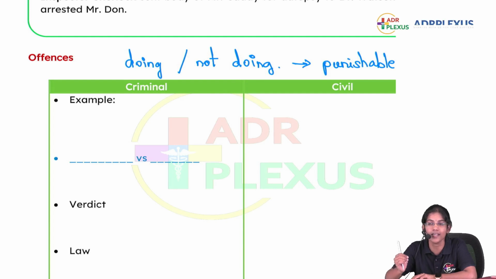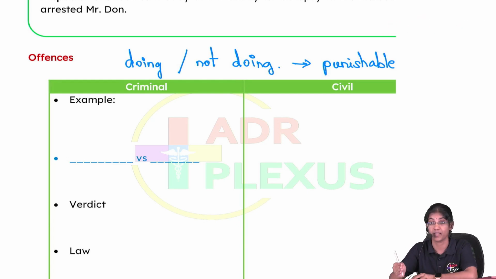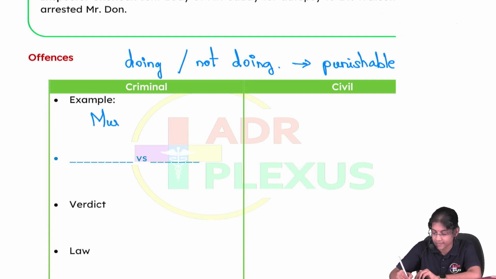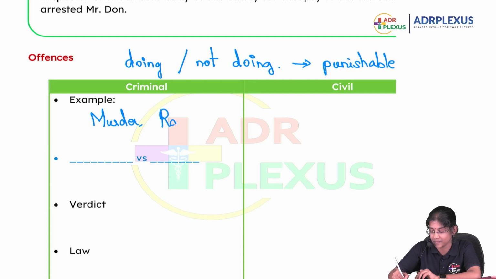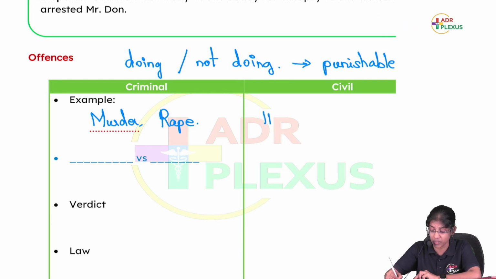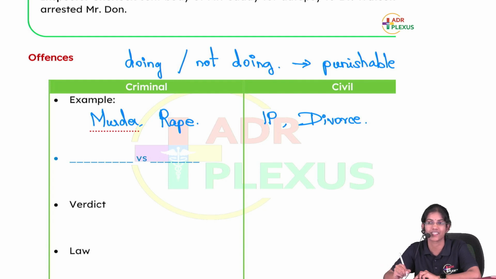Now criminal offenses are offenses which are dealt with in IPC, today in BNS. So they are defined there, their punishments are given in that. Let's take up the examples, then we will come to know what happens with each of it. Murder, rape, these are all considered criminal offenses. Whereas if you see civil offenses, it will be with respect to intellectual property, divorce. All of these are considered civil offenses.